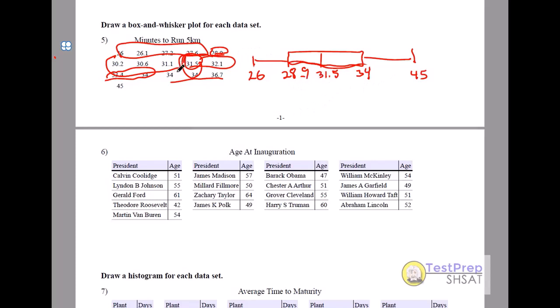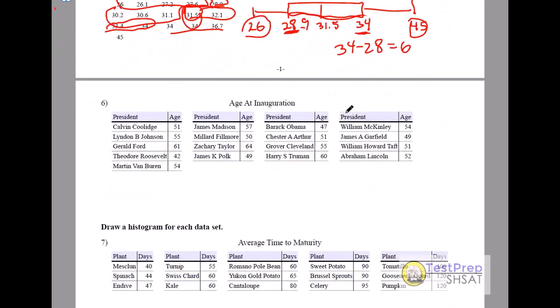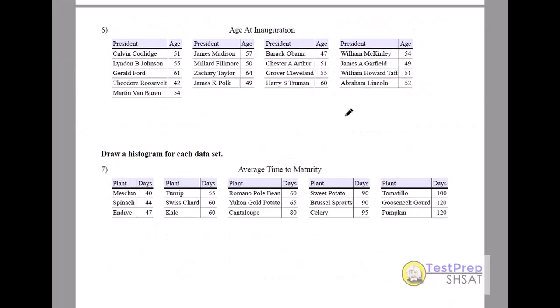for this data set would have a range of 26 to 45, which would be 45 minus 26, a range of 19. We'd have an interquartile range that goes from our 28, the lower end of our box, to the top end of the box, the third quartile. That's called our interquartile range. That in this case is 34 minus 28, or 6. And we're starting to see this on the exam, so it's worth noting.